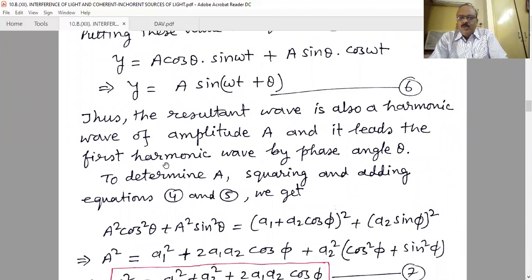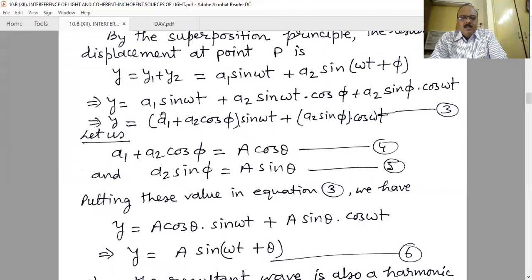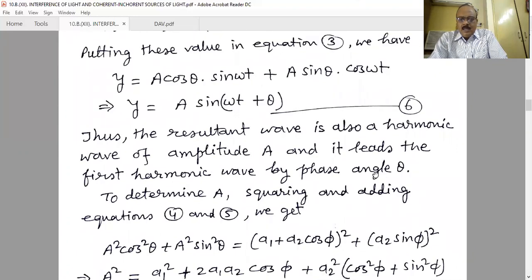The resultant wave is also a harmonic wave whose amplitude is A, and it leads the first harmonic wave by phase angle theta. That means the resultant wave, whose amplitude is capital A, leads the first wave a1 sine of omega t by the phase angle theta.